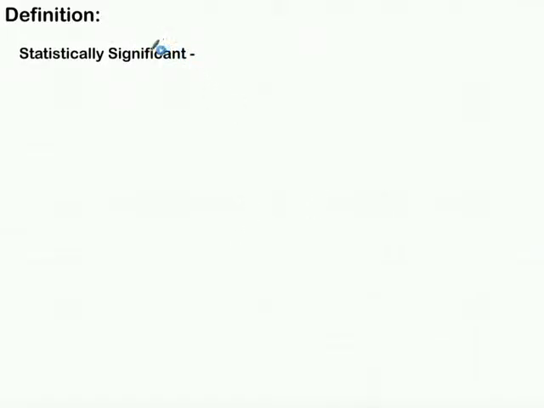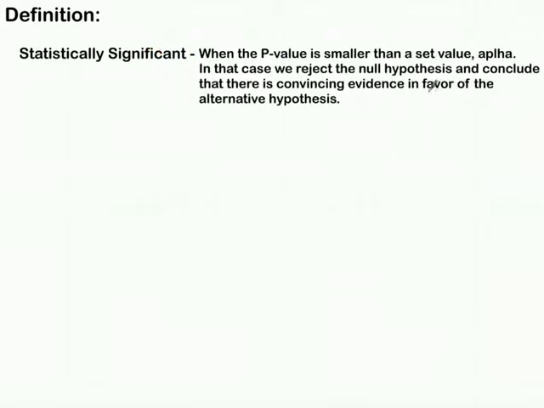All right, so let's talk about statistically significant. When the p-value is smaller than a set value, alpha, which we represent, it kind of looks like a fish, in that case, we reject the null hypothesis and conclude that there is convincing evidence in favor of the alternative hypothesis.